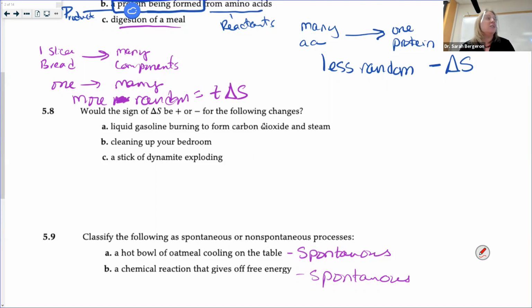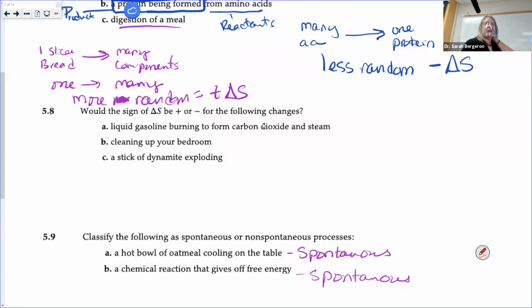Same thing with a deck of cards, right? How many different ways can you organize a deck of cards? Really one way, right? But when you shuffle, how many different possibilities could you get every time you shuffle? A ton, right? Okay, that's the same thing. It's way more disorder when you're shuffled than when you organize the cards. So that's what you have to think about. Are you becoming more random or less random when you look at these chemical reactions? So look at A, liquid gasoline burning to form carbon dioxide and steam.